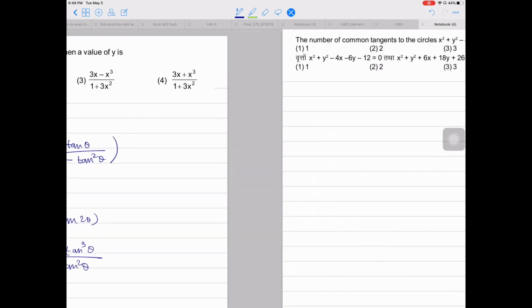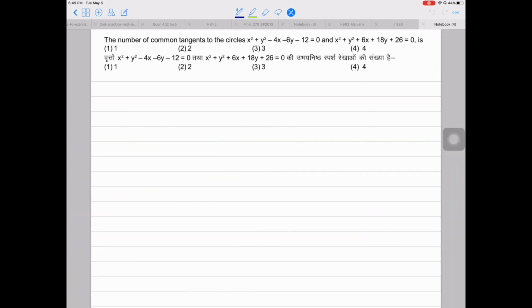Let's move on to the next question. The number of common tangents to the circles x squared plus y squared minus 4x minus 6y minus 12 equals 0, and x squared plus y squared plus 6x plus 12y plus 26 equals 0 is, pardon me, I'm still getting over picking up the Hindi section.